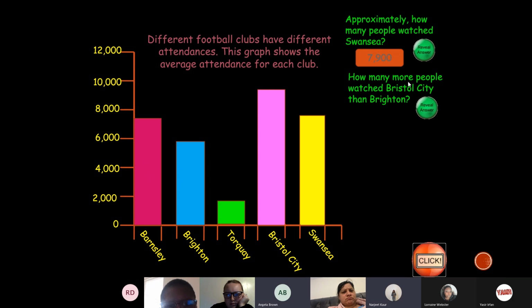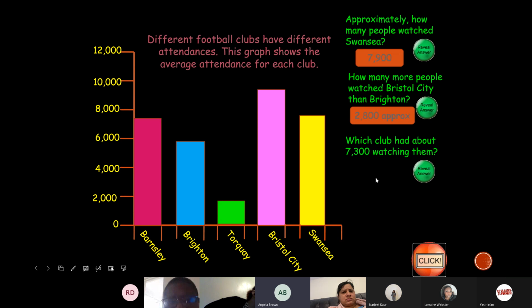How many more people watch Bristol City than Brighton? Well, Bristol City looks about 9,000. Brighton looks about 5,900. And if we reveal it, it should be approximately 2,800. So we're just doing approximations here.